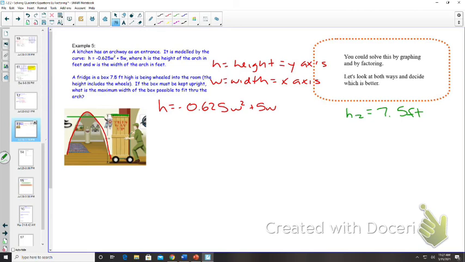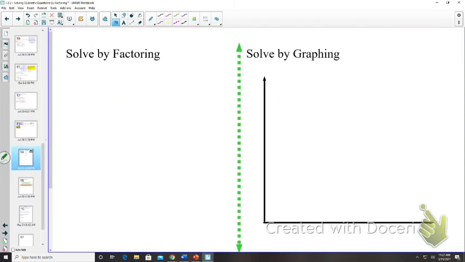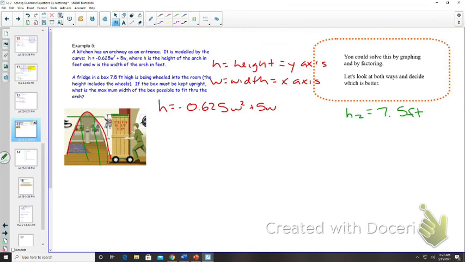And our original function is this. So basically what we're doing here is trying to find if these two functions are going to intersect. And if they do, what are going to be the dimensions of the box so it can fit through the actual archway of the door. We have two different strategies to solve this one: solve by factoring and solve by graphing. So that is the setup.